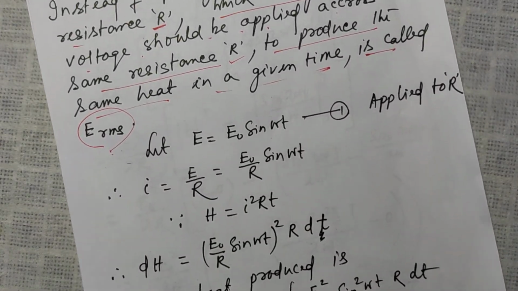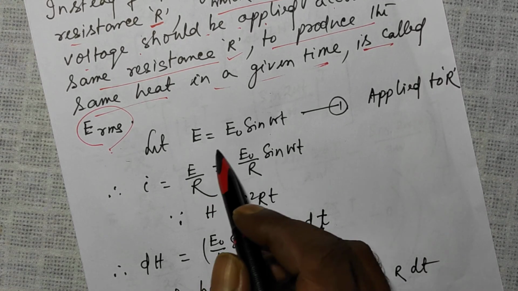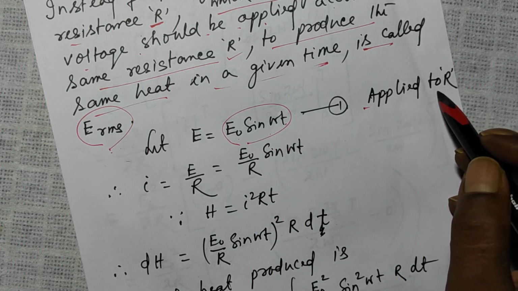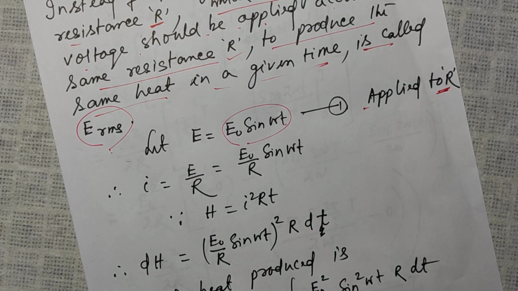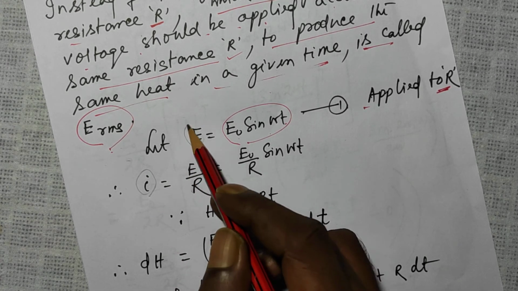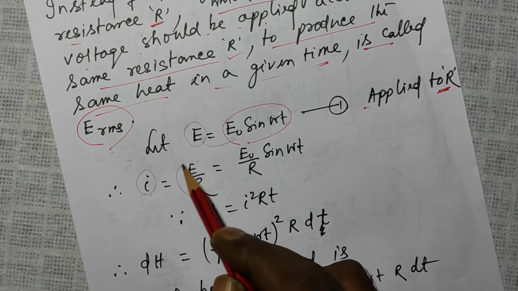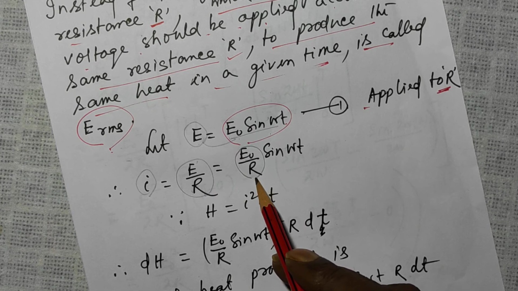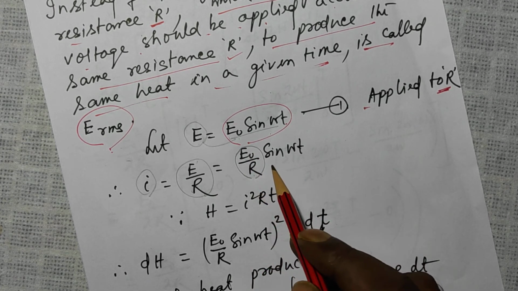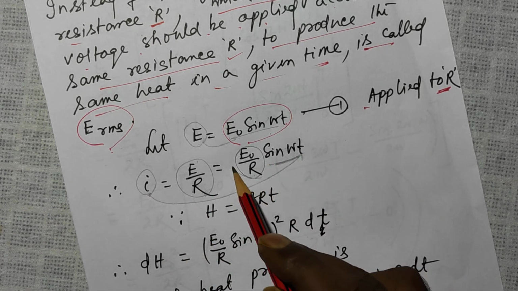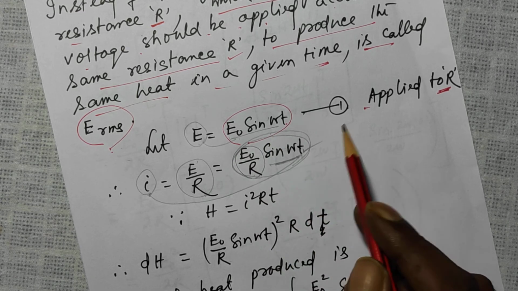Now very simple. Let E is equal to E naught sin omega t be the applied alternating voltage across the resistor R. Since current is equal to voltage over resistance, here the voltage is E, whose value is E naught sin omega t, so I is E over R. So for E, I put E naught sin omega t over R. E naught is the maximum value and R is constant. Only sin omega t is changing. This is the current I at a time t.